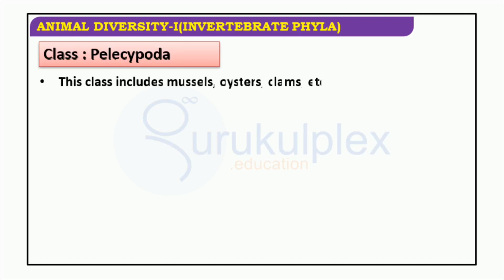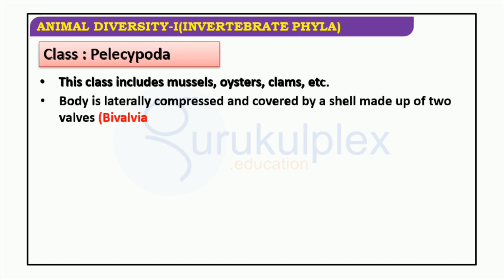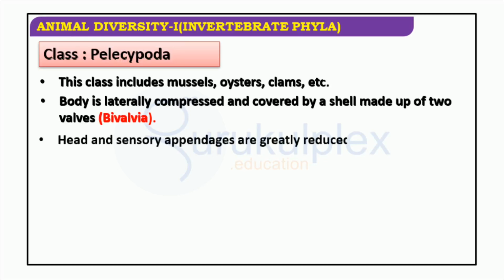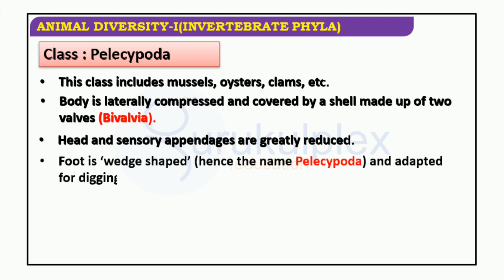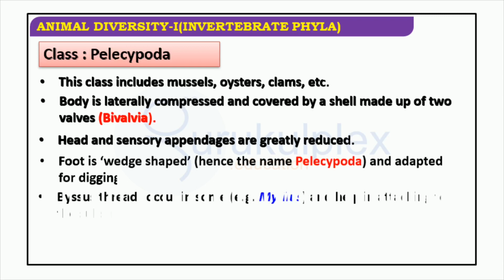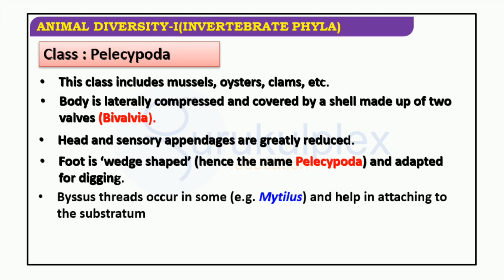The class Pelecypoda includes mussels, oysters, and clams. These animals have a laterally compressed body covered in a shell composed of 2 valves. The head and other sensory appendages are greatly reduced, whereas the foot is wedge-shaped and used for digging. Some species of Pelecypoda possess byssus threads which attach them to the substratum and keep them in place.